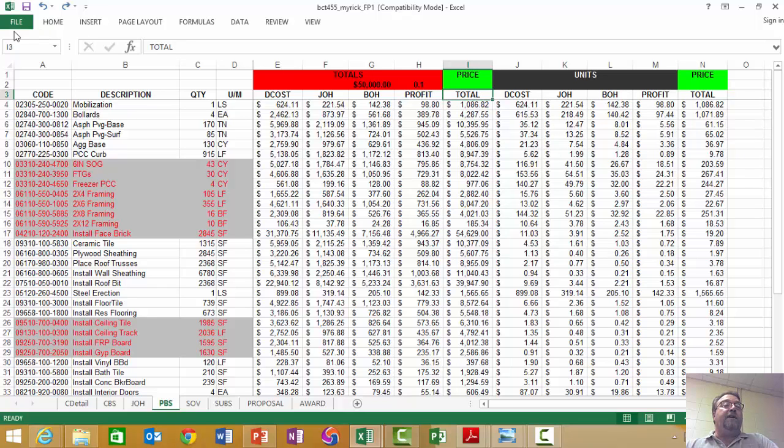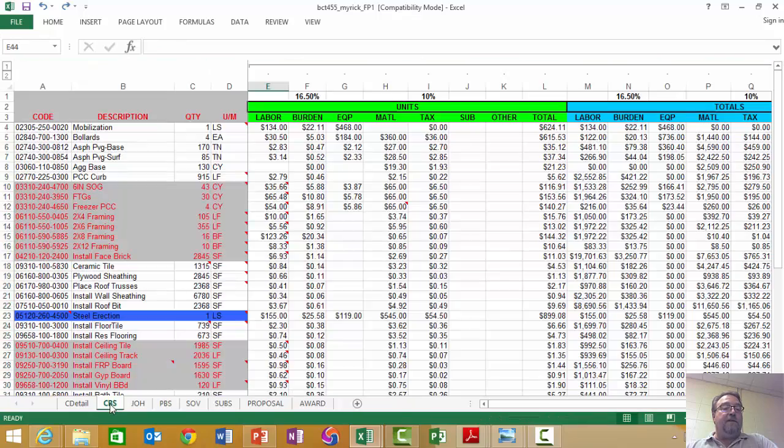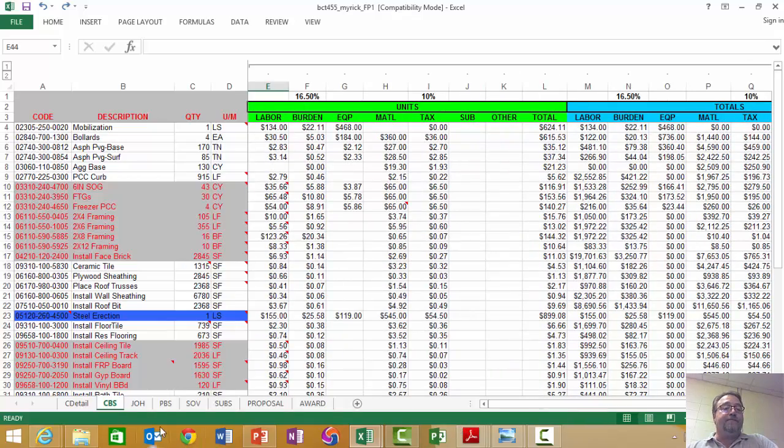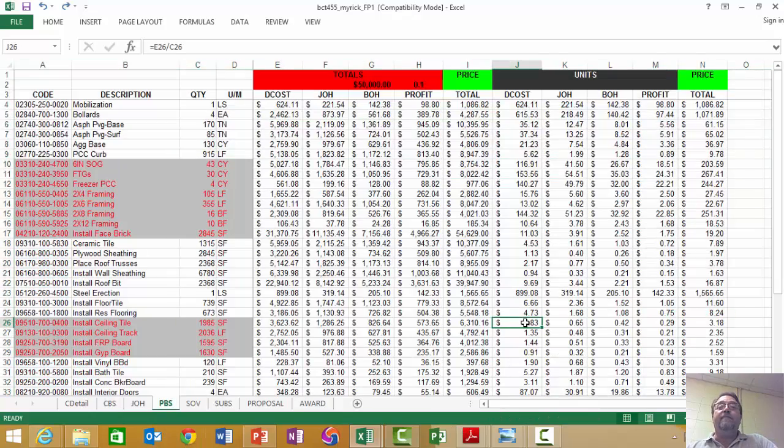So I could cut and paste this whole thing over to the end of this CBS if I wanted to. That would be fine. Does that make sense? So this would be the total price, and this would be the unit price.